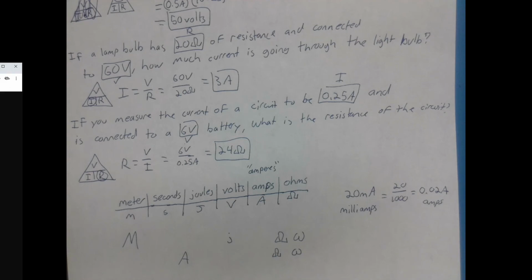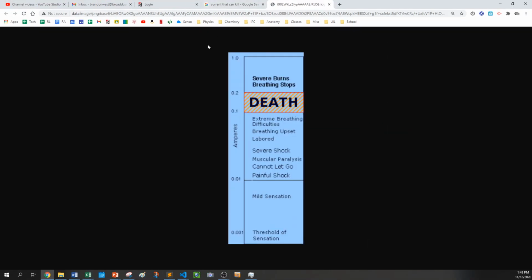So in case you're curious on the lethality, 0.001 amps of current, you begin feeling it. Mild sensation when you get down to 10 milliamps. So 0.01, a painful shock. 0.1 is death if it goes across your heart.